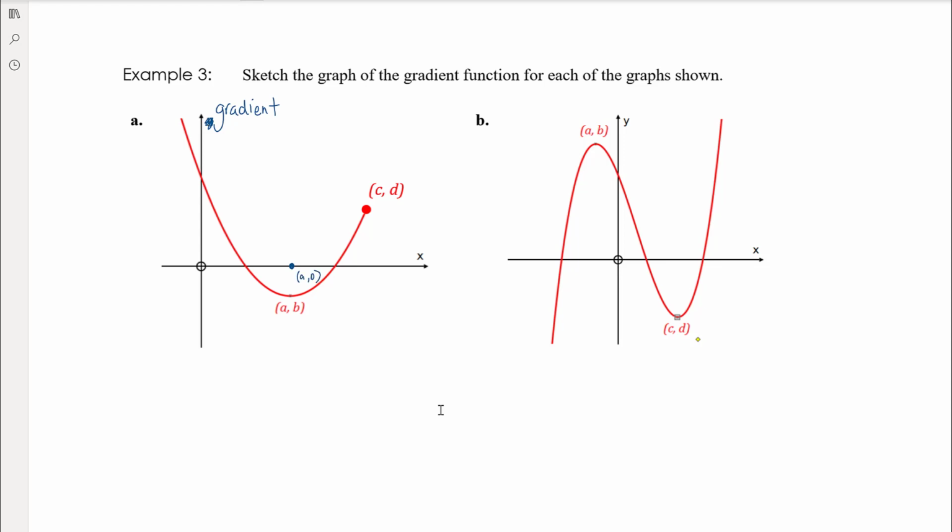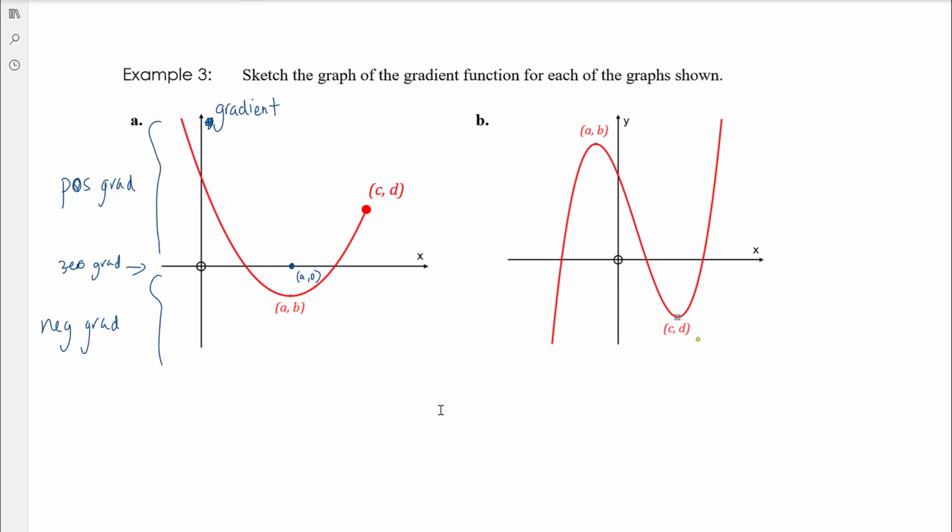Then if we think about before that point, we know that our original function has negative gradient. So thinking about the fact that my vertical axis is gradient, I get zero gradient at the x-axis, I get positive gradient up here, and we get negative gradient down here. So if my gradient is negative when x is less than a, my gradient function must be below the x-axis when x is less than a. And then it's going to be positive after that, so it goes above the x-axis after that point.